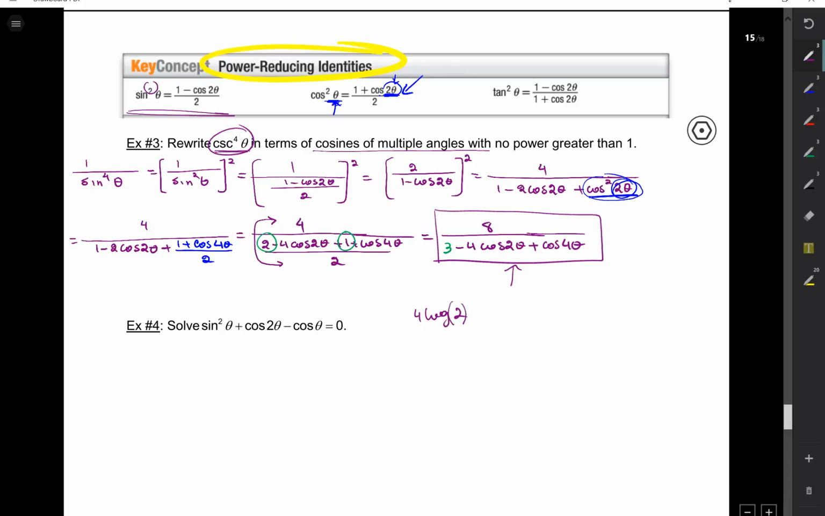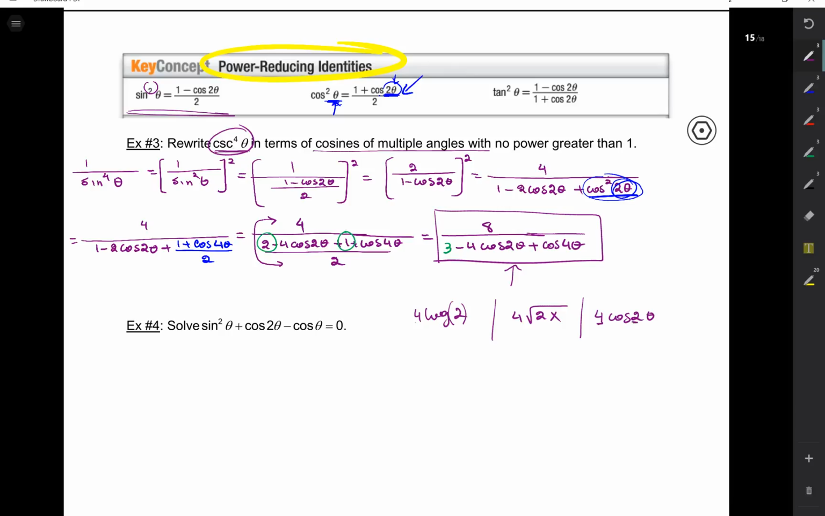This is called the argument of the log. So the 2 is the argument of the log. The 4 and the 2 can't interact with each other. It's the same as if I had 4 root 2x. Okay? I can't multiply the 4 and the 2 and make it an 8x. And it's the same as if I have 4 cosine 2 theta. The 4 and the 2 can't interact with each other. All right? One is an argument.